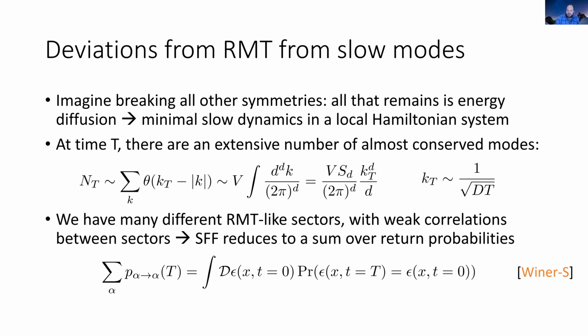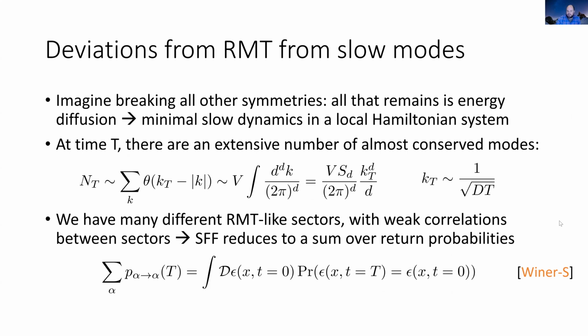Physical systems are not random matrices, typically. How is this situation modified when you have a physical system? Let's go back to our spin chain. We say we have no other symmetries except energy conservation. Then, as I showed you, we expect energy diffusion to occur. And what that means is that there's going to be, at any given time t, in the thermodynamic limit, an extensive number of almost conserved quantities.